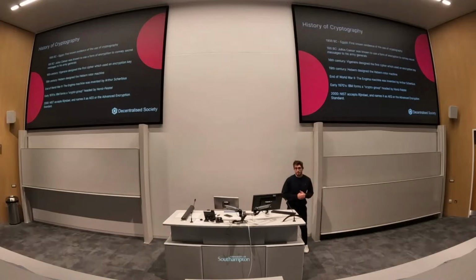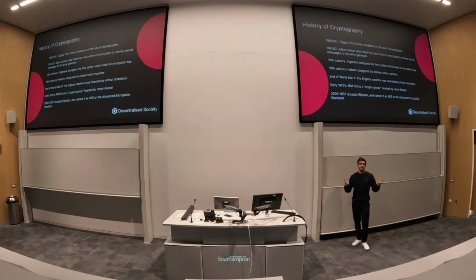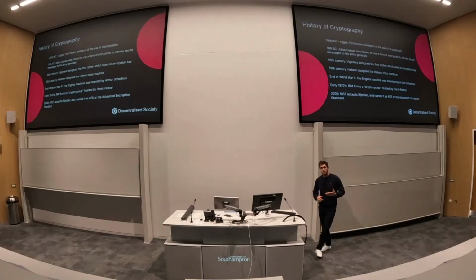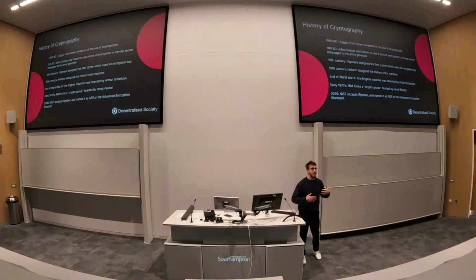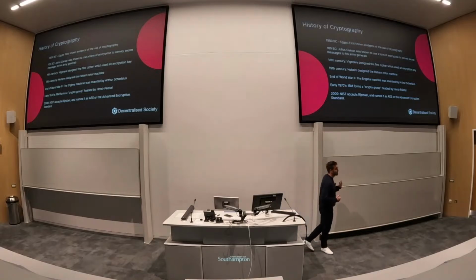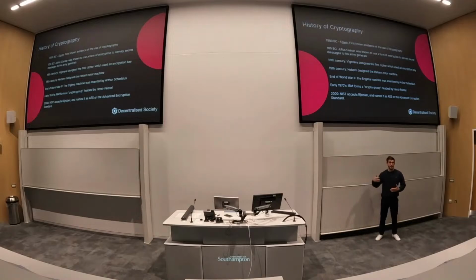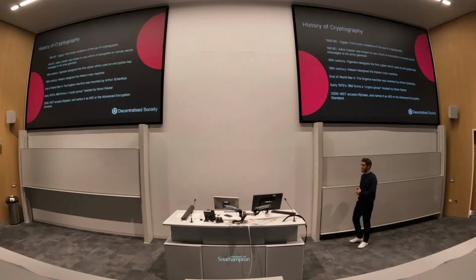Then in 100 BC, a Roman emperor called Julius Caesar created the first cipher, the well-known Caesar cipher, and he used it to send encrypted messages to his army generals. Now, in the 16th century, a guy called Vigenère came up with the idea of using what we call a cryptographic key. He created the Vigenère cipher, which was the first cipher using a cryptographic key.